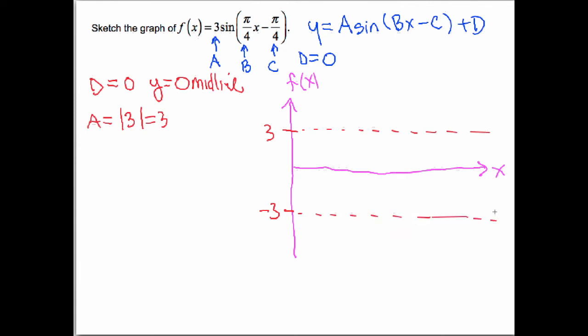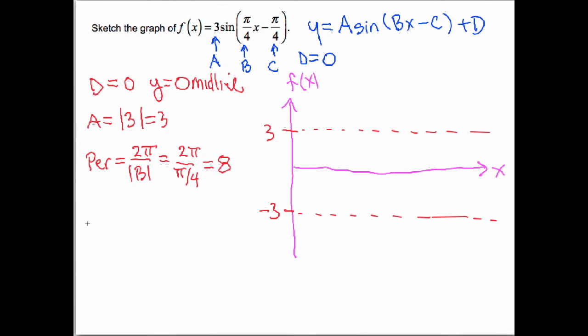Next, I'm going to determine the period, and I know the period is 2 pi over the absolute value of b, and that would be 2 pi over pi over 4. If I invert and multiply, the pi's would cancel. I'd end up with 2 times 4, which is 8. So there's the horizontal extent of one period of my sine function.